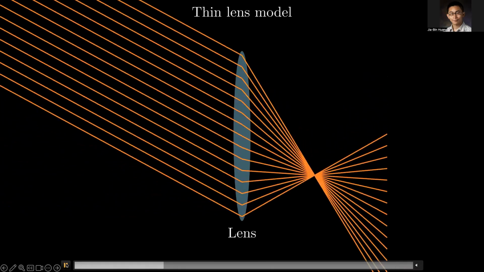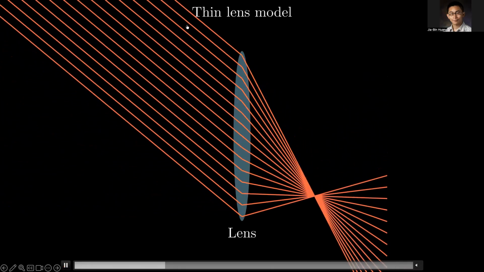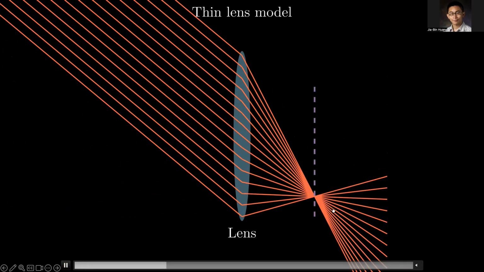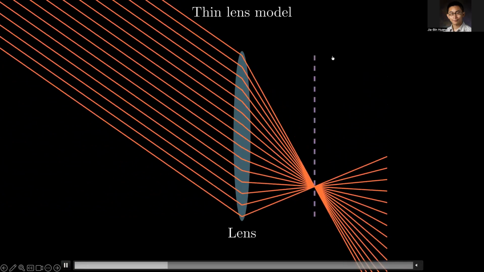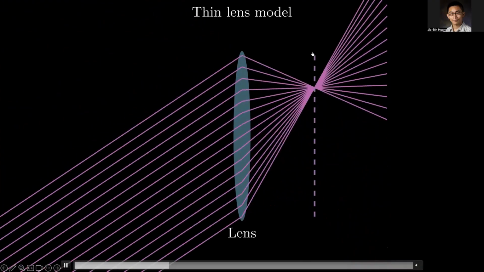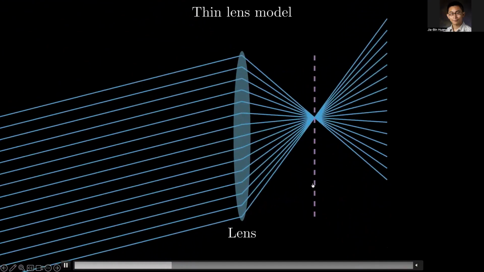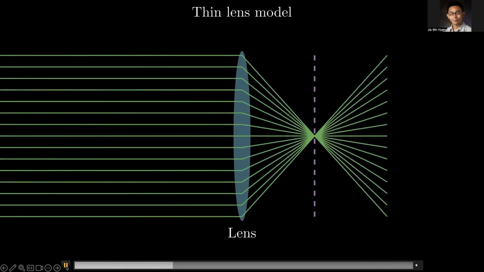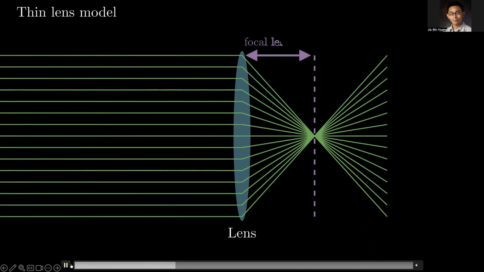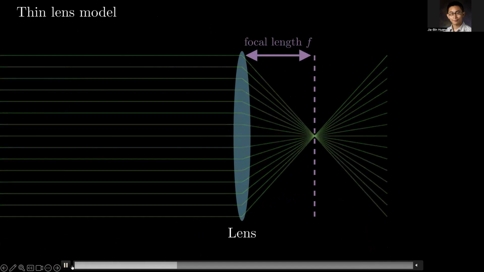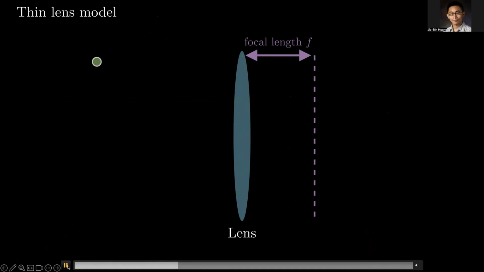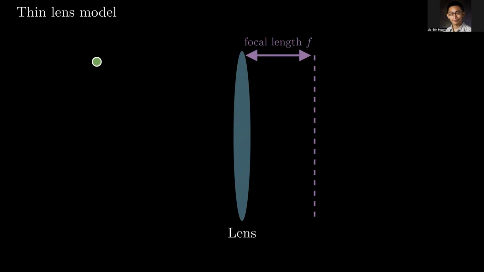That point is on the focus plane. You can see that parallel rays from any direction will converge onto one plane. That's called the focus plane. This distance is called the focal length. So with these two properties, we can now discuss the next question.